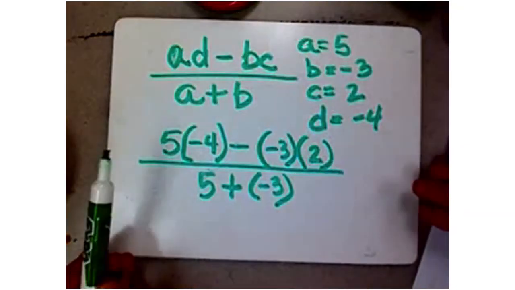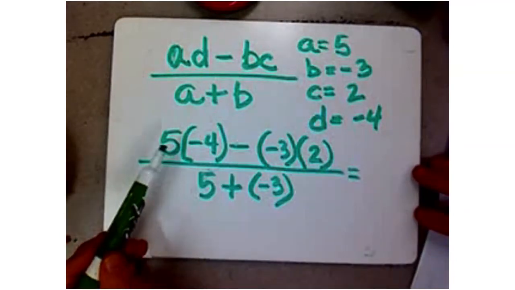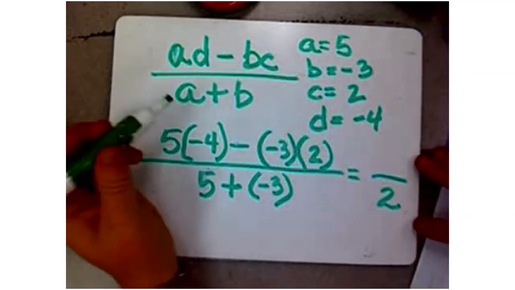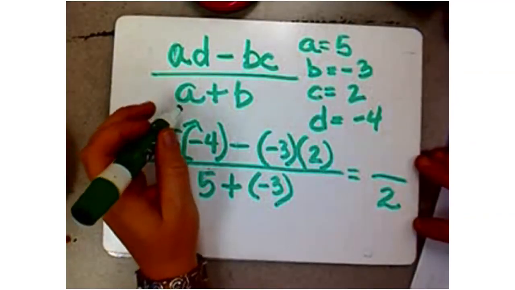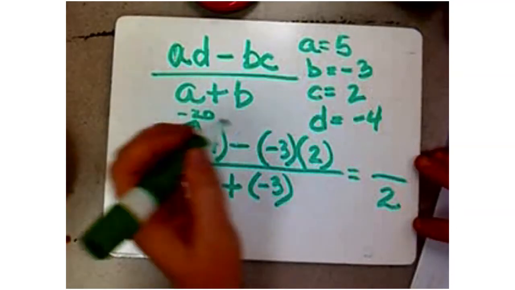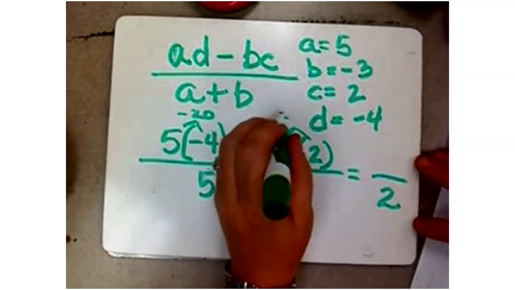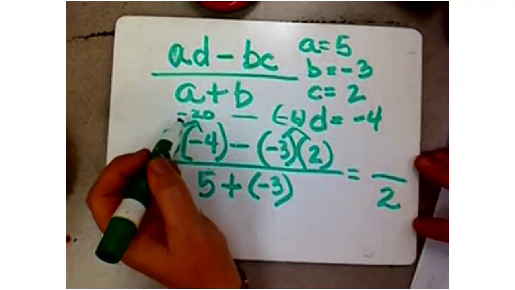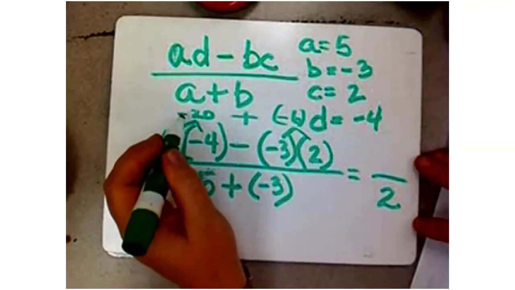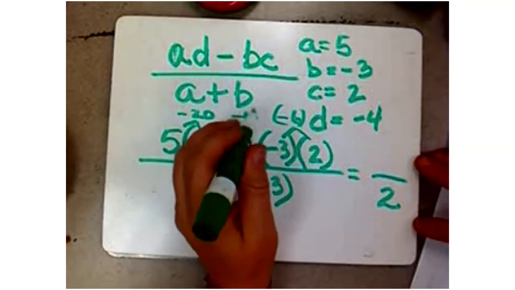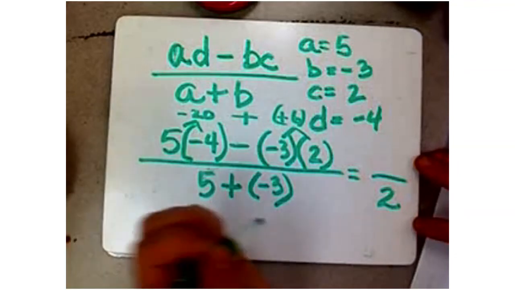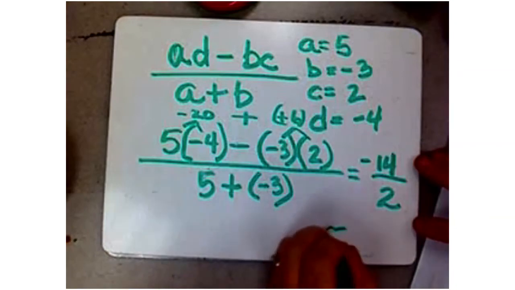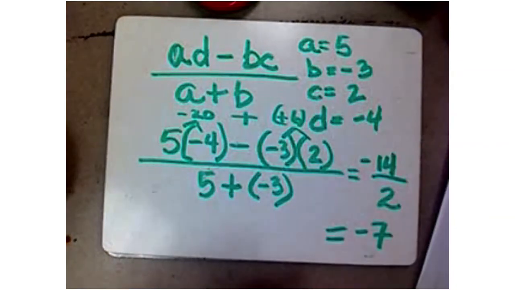All right, so you're going to simplify the top and the bottom. On the bottom, that's pretty basic. 5 plus negative 3 is a 2. On the top, we need to do the multiplication of 5 times negative 4, which is negative 20. And negative 3 times 2 is negative 6. And notice we have a negative 20 minus a negative 6, which would be negative 20 plus 6. Negative 20 plus 6 is negative 14. And negative 14 divided by 2 is negative 7.